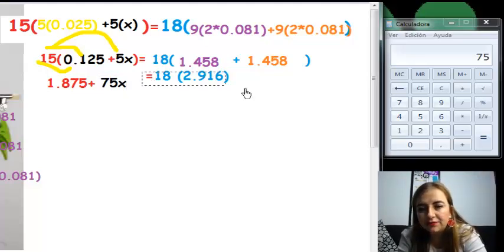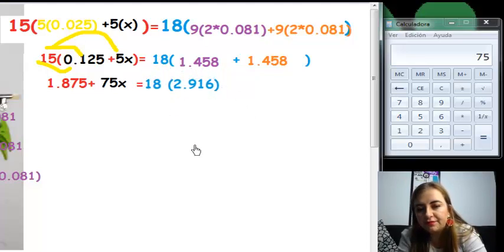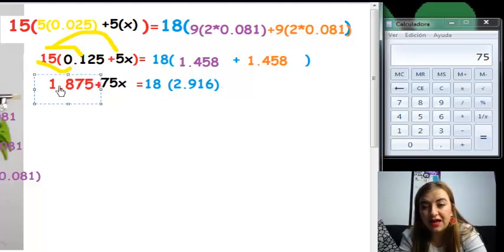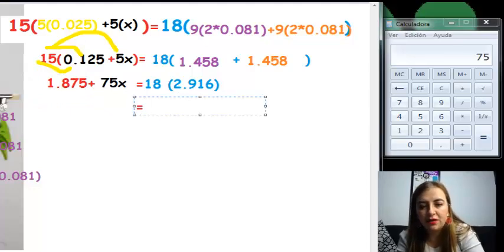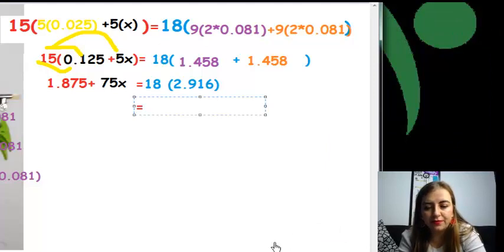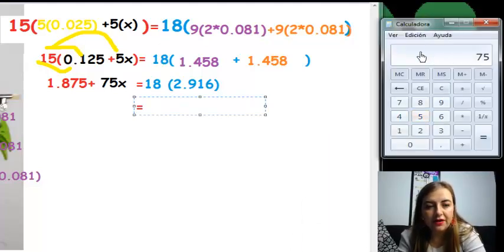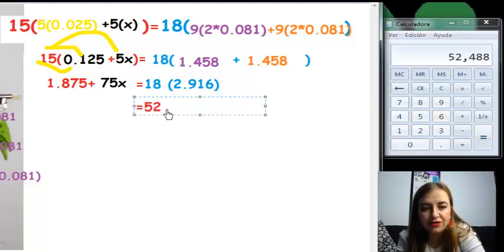Alright, now this is our third step. Now let's continue solving this. In this case, I need to leave the x alone, so I need to move this guy. To move it, I can also do this operation first. So I'm going to go here with the equal, and I'm going to multiply this. So my calculator is going to show 18 times 2.916. Okay, so in this case the answer is 52.428.